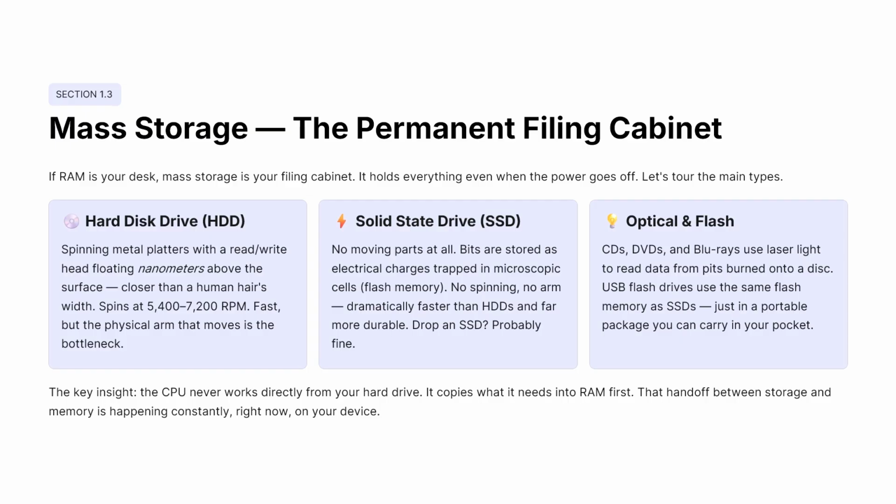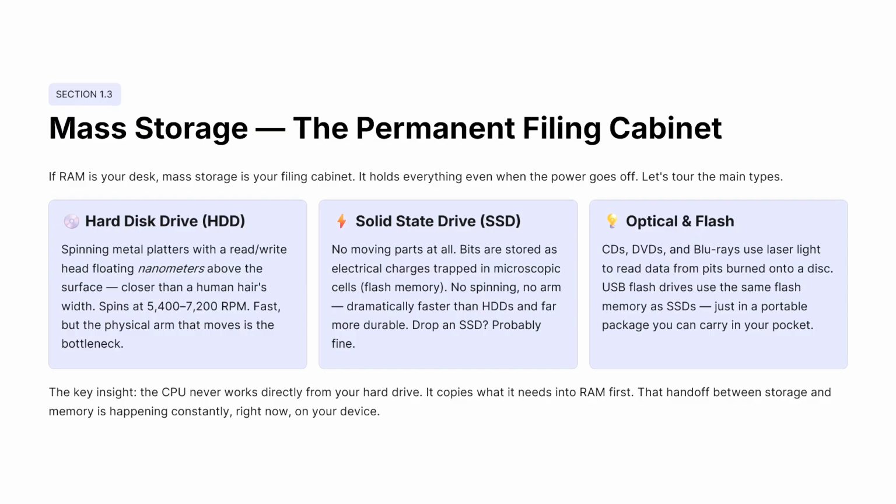If RAM is your desk, then mass storage is your filing cabinet. It holds everything even when the power goes off. There are a few main types. Let's do a quick tour. Hard disk drives, HDDs, are the classic. Spinning metal platters coated in magnetic material with a read/write head that floats nanometers above the surface. Closer than a human hair is wide.